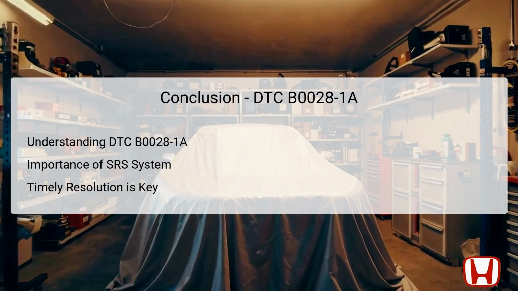B0028-1A and its implications is crucial for maintaining the safety of the Honda Accord. This code revolves around a potential issue with the right side airbag inflator, which is integral for passenger safety during a collision. The SRS system's functionality must remain intact. Any abnormalities detected need to be addressed promptly to avoid reduced safety features.